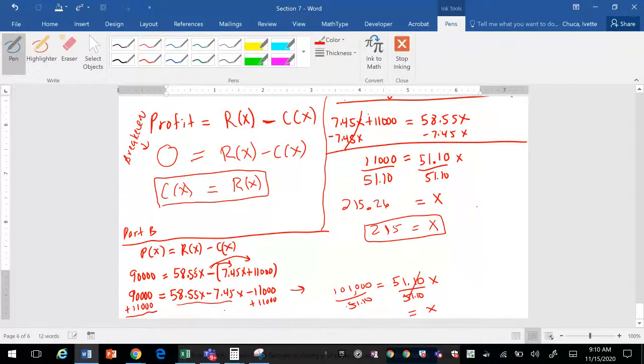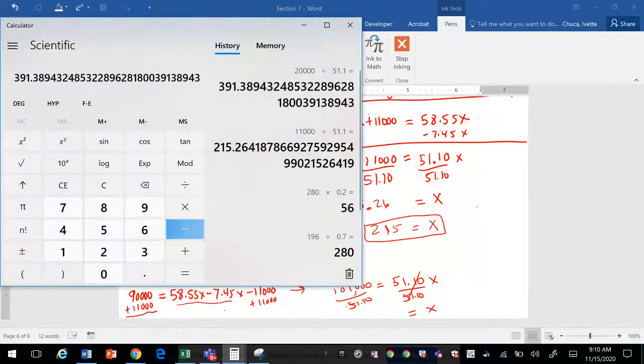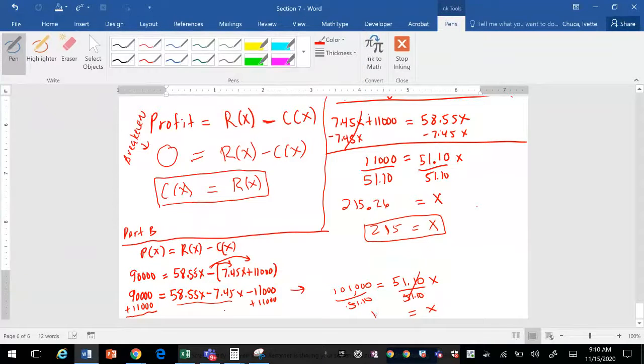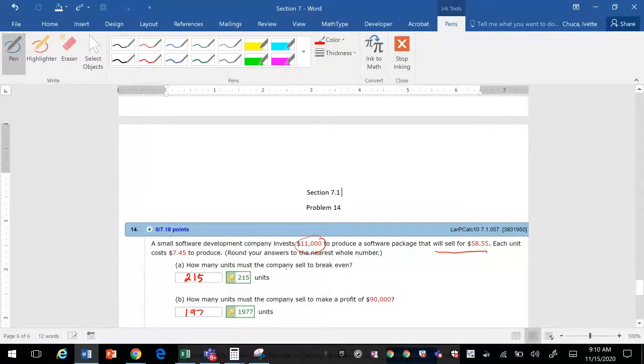So x is equal to 101,000 divided by 51.10, and we get 1976.52. Again, we can't have half of a software package, so we can round to 1977. So this would be 1977 units.